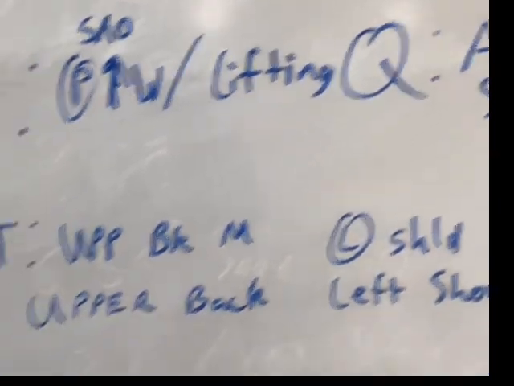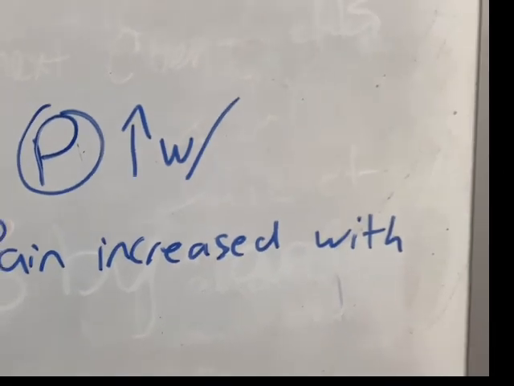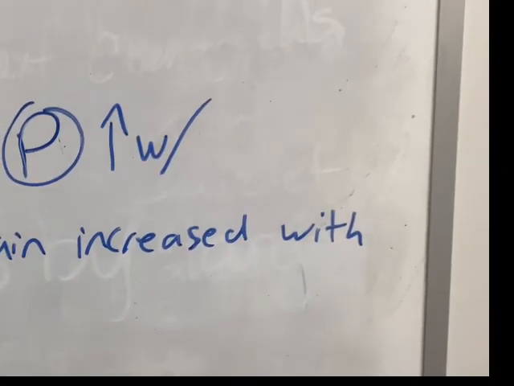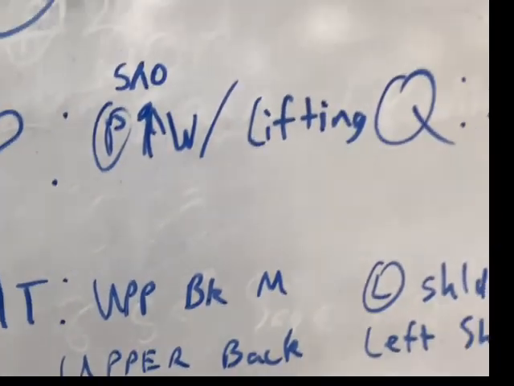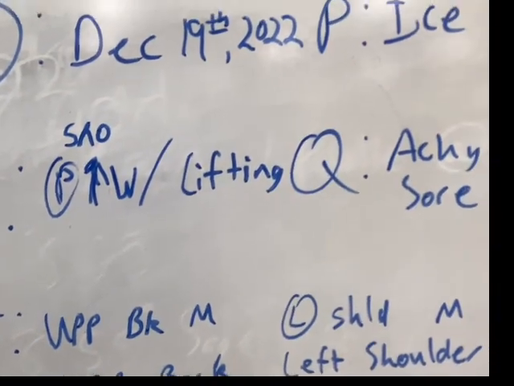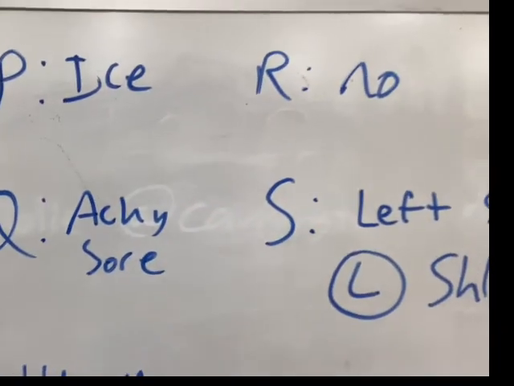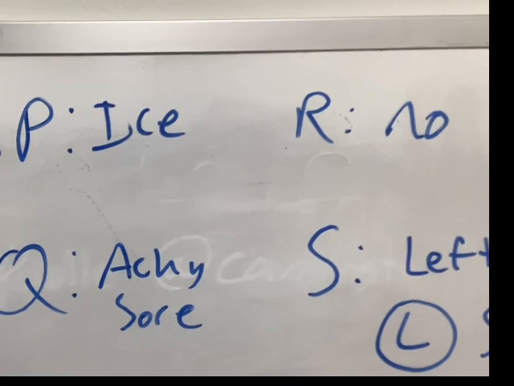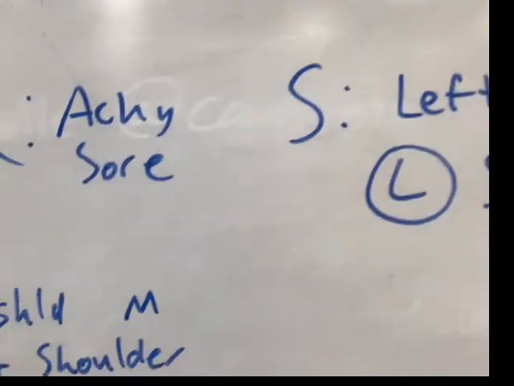Increases with lifting. So over here I put a little thing. The P, the up arrow, and the W with a slash means with. So for provocative, pain increases with lifting. As palliative, the second P, it's ice. Quality, achy, sore. You can put your own things.